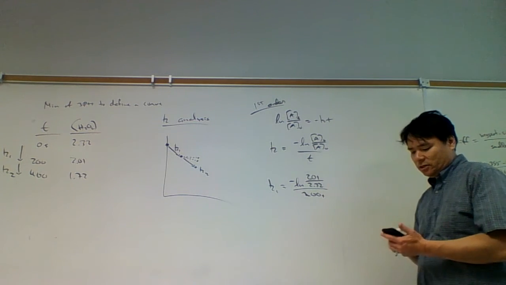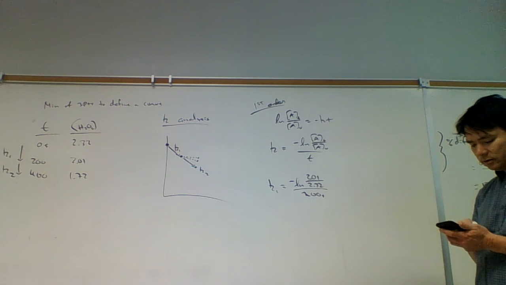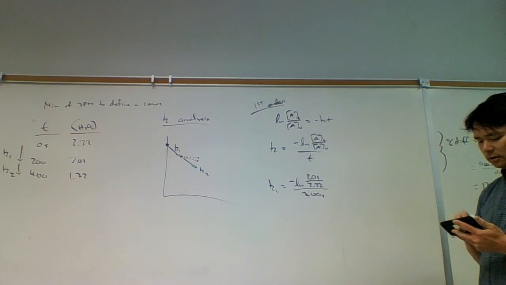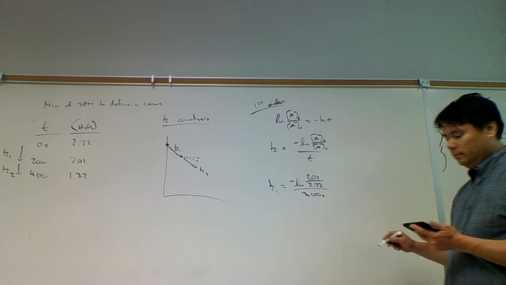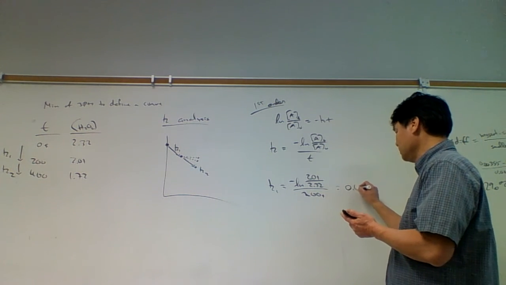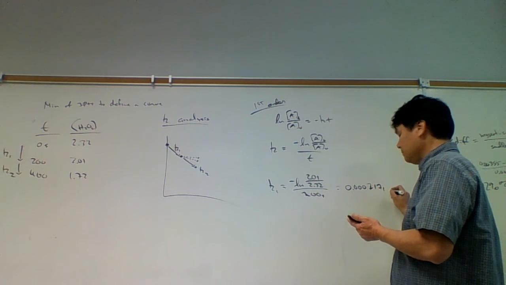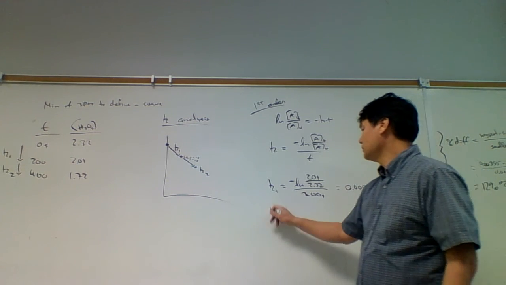A naught is just your starting point, wherever you're starting. So let's go 2.01 divided by 232, take the natural log of that, divided by 200. And I get K1 is 0.000717 seconds to the minus 1. And so the units are different.